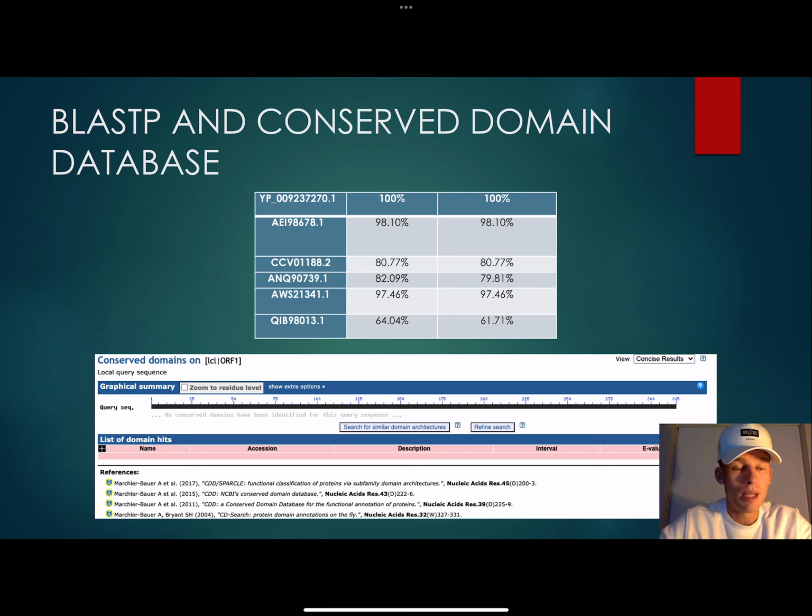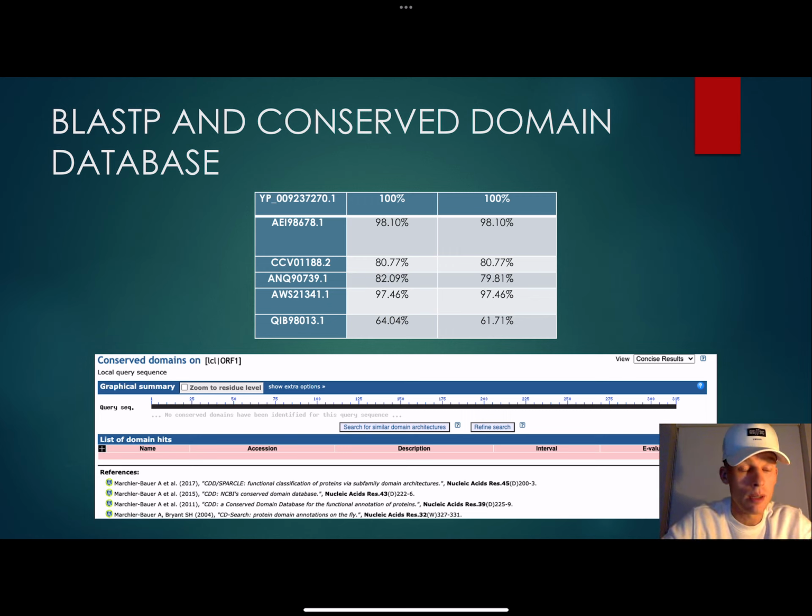Next, I did the BLAST-P and conserved domain database. The BLAST-P is essentially another way of getting the amino acid identity, just a more accurate reading on it. It took that translated sequence and searched it into a protein database. So it was a protein to protein search, and it gave me more accurate readings. You can see a lot of times they lined up with each other, but there's a couple here that are just a couple percent off. So I was able to update those numbers.